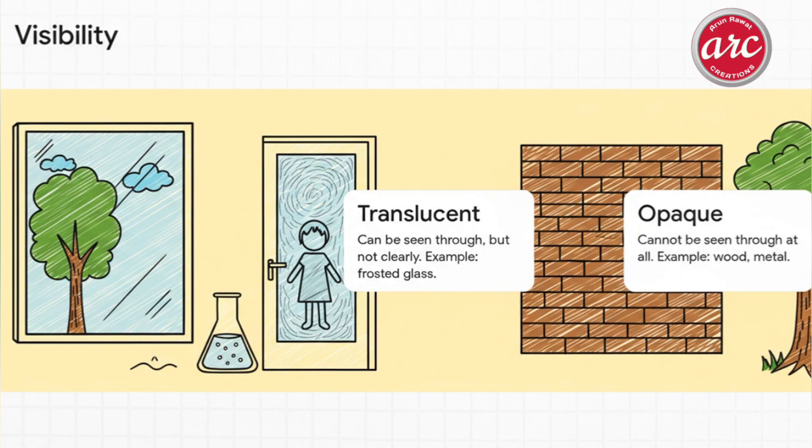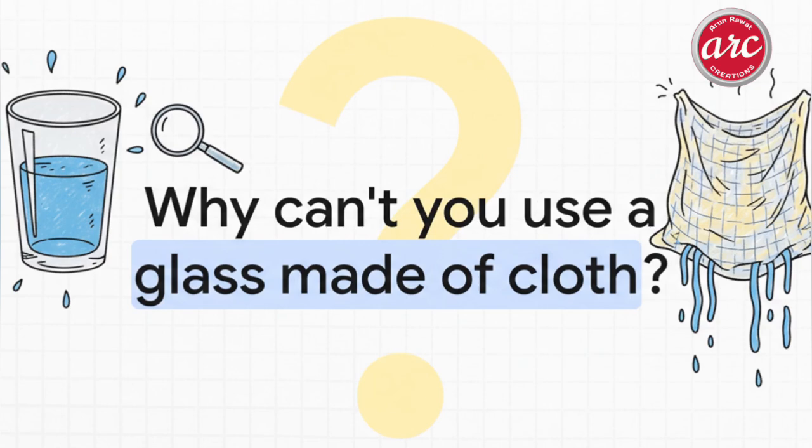It's all about how materials mess with light, and it's why we want transparent windows in our living rooms, but opaque walls for our bathrooms. This question really gets to the heart of why properties matter so much. I mean, you can't use a cloth to hold water, right? It just doesn't have the right properties for the job. We choose a material for a specific purpose based entirely on its unique characteristics.